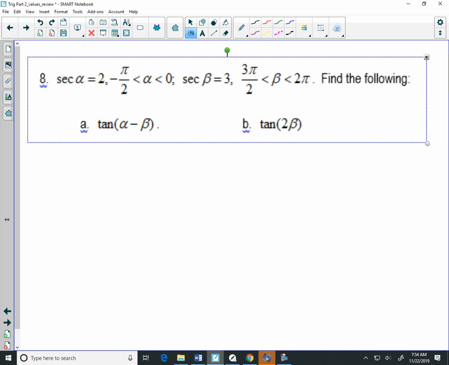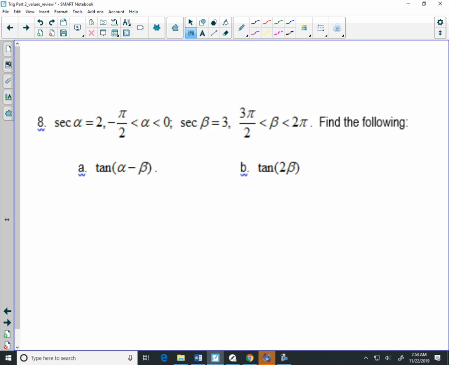All right, last triangle problem here, and this one's a little bit of a monster because we're dealing with tangents. So we have secant A is 2 and secant B is 3. So these are a little bit messy. We need to do our triangles first.